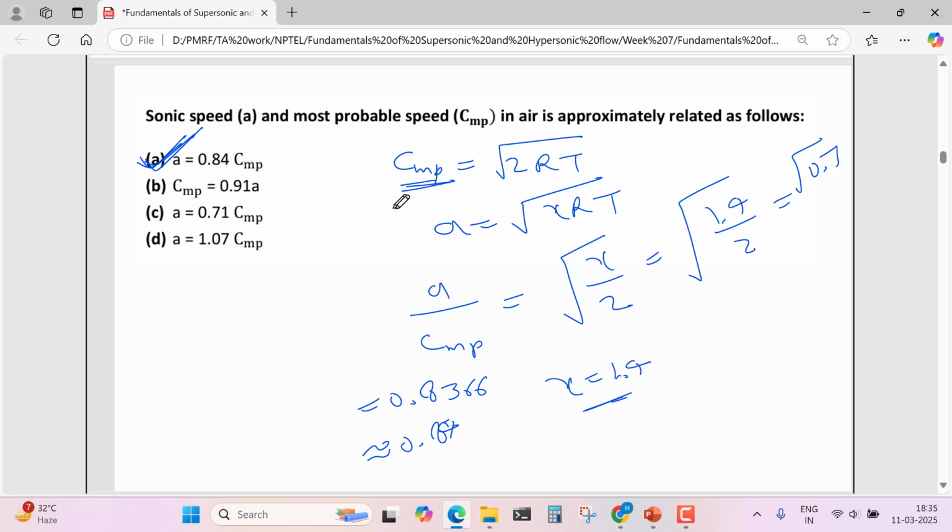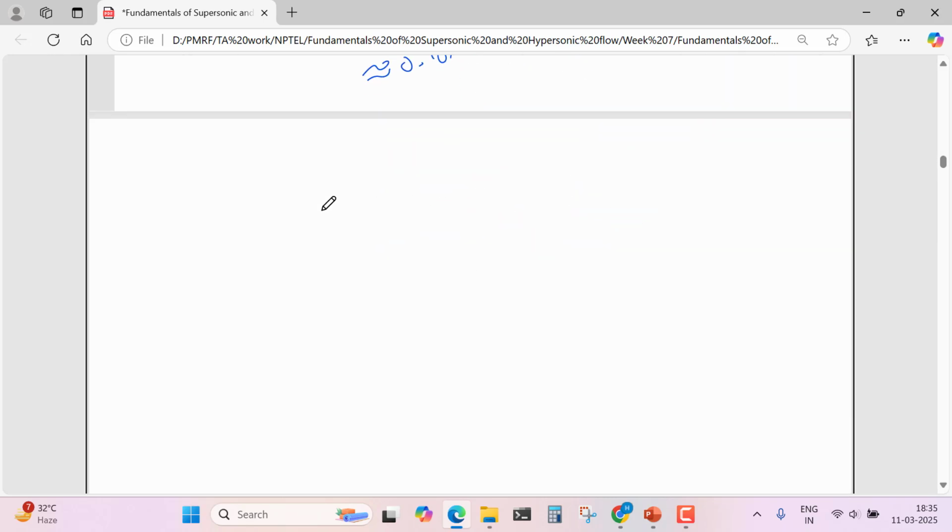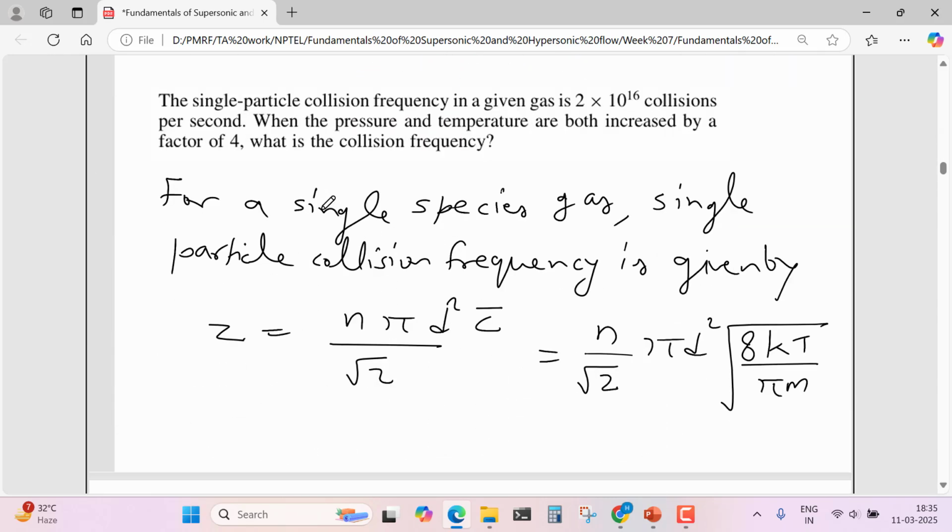Is there any doubt in this question? Okay, no doubt. Then we see the next problem.